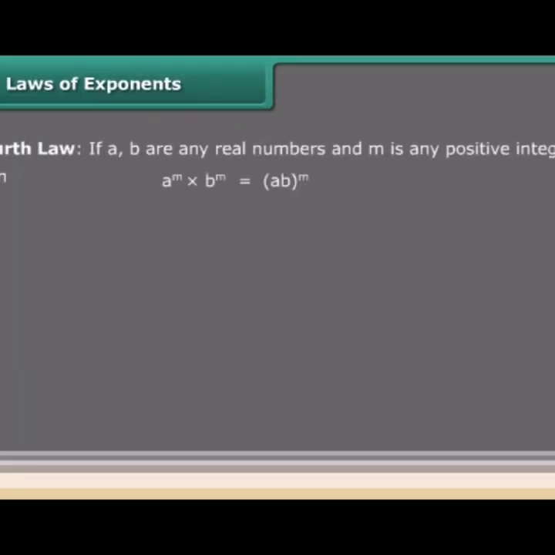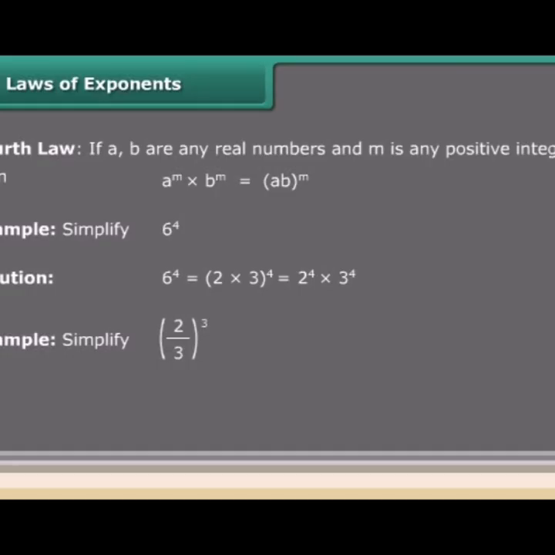Fourth law: if a, b are any real numbers and m is any positive integer, then a^m × b^m is equal to (ab)^m. Example: simplify (6)^4. Solution: 6^4 is equal to (2×3)^4, which is equal to 2^4 × 3^4.